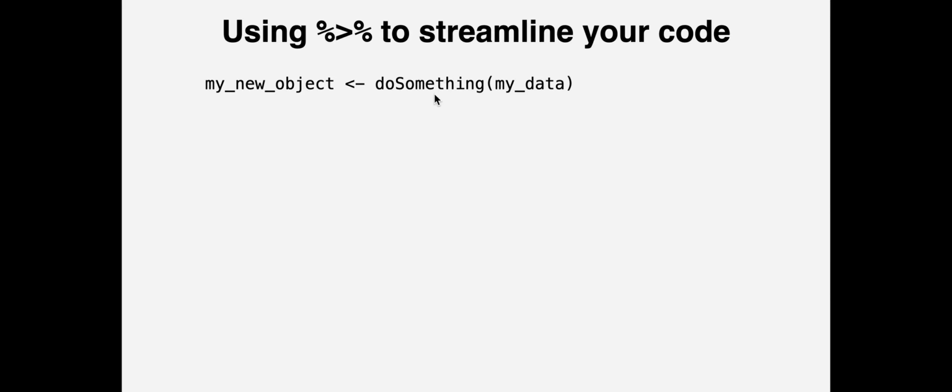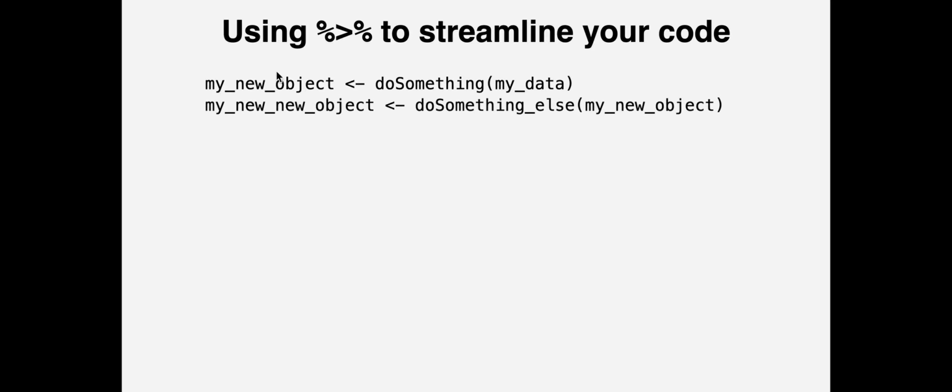We're going to do something to it with some function, and the result of that's going to be stored in an object called my new object. All right. We then need to do something else to that, right? Because we don't just do one thing in our code. So now we're operating on my new object and we're using some other function, do something else. So we're doing something else to my new object, and that creates something called my new object 2.